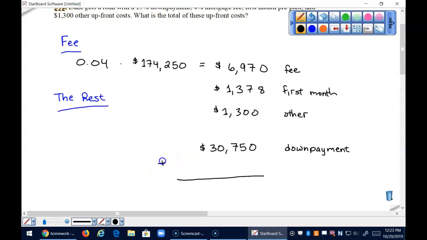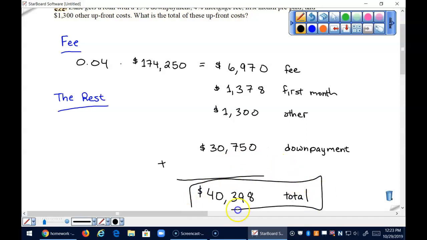Okay, now add these all up. So 39,228, is that what everyone gets? I must have done a typo. Yeah, 43.90. Okay, everyone happy?